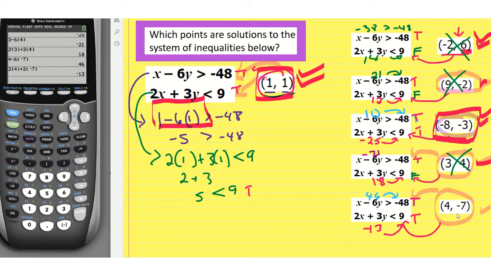So that means I have another solution to my inequality. So I have one solution and 2 solutions and 3 solutions among the points that they wanted us to test and see if they would work. Okay, hopefully this helps you work through this process and gives you a little practice with your graphing calculator too.